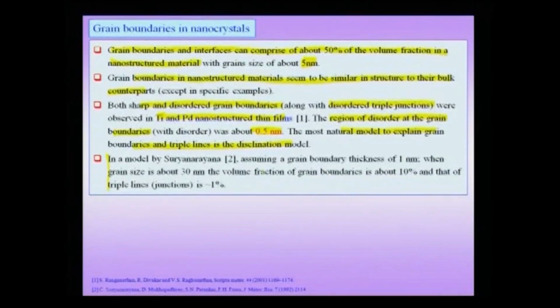Now, to summarize this slide, we note that there could be differences in the grain boundary structure with respect to the bulk in very specific examples like the titanium and palladium nanostructured films, but even there were grain boundaries which were very similar to their bulk counterparts. And in normal grain boundaries and nanocrystalline grain boundaries, there is a region of disorder which can be thought of as being of the order of about 0.5 nanometer or about 1 nanometer. But next we will take up an important example wherein the grain boundary is truly a nanostructure in its own right, and that is the case of the intergranular glassy film.